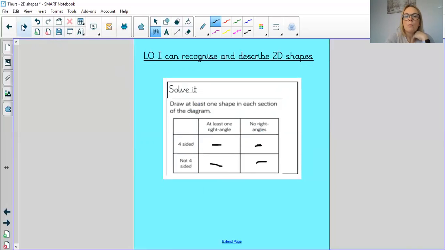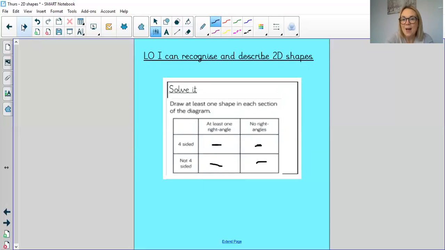Okay? When you have done that, if you still want to do something else, you could just play some Guess My Shape. Okay, that could be with someone at home, or perhaps you could arrange to Zoom one of your classmates and you can both play Guess My Shape together. So you can describe a shape and see if they can guess what it is.